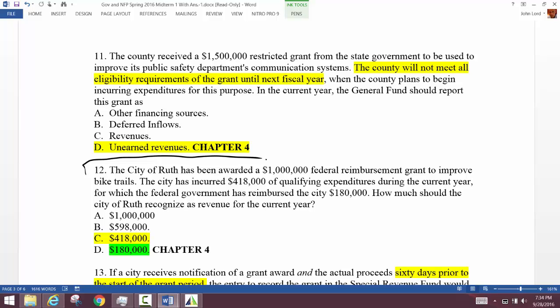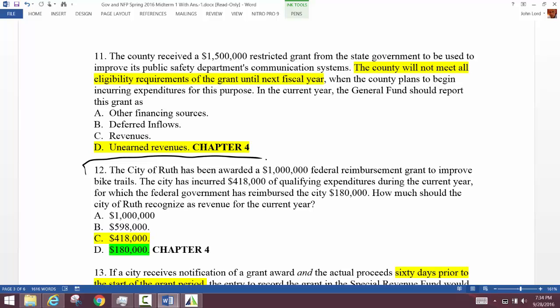The city of Ruth has been awarded a $1 million federal grant reimbursement to improve bike trails. The city has incurred $418,000 in qualifying expenditures during the current year, for which the federal government has reimbursed the city $180,000. How much should the city of Ruth recognize as revenue for the current year? Let's just go through this whole thing. They're awarded how much? $1 million federal grant reimbursement, isn't it?